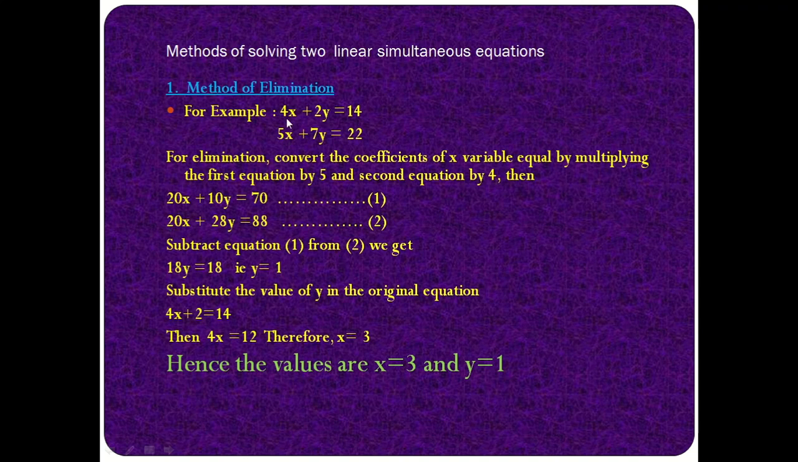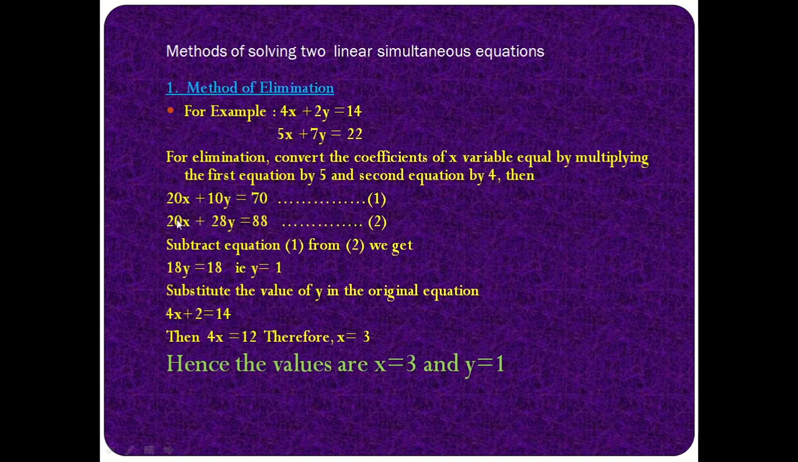Second equation, you are multiplying the same with 4. 5x into 4, 20x, 7y into 4, 28y, 22 into 4, 88. This is equation number 2. So now you have two equations with the coefficient of x variable equal. So for elimination, what we are doing is that we are subtracting equation 1 from equation 2. So you are writing equation 2 and subtract equation 1 from equation 2.